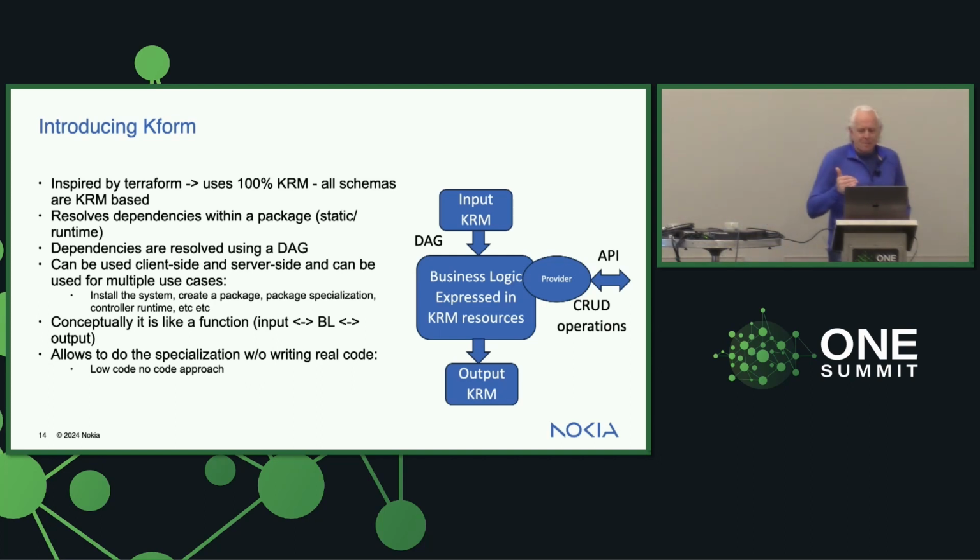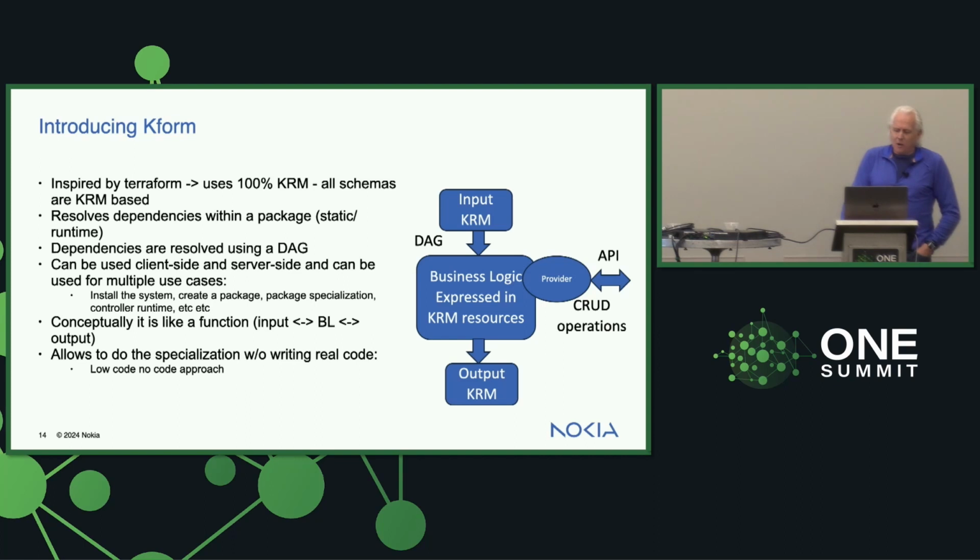And so there is business logic that runs inside of Kform that builds a dependency tree between all of those resources. The other nice thing, if you look at how Kform is built, is that it uses a provider to access an API, right? So in other words, if you want to get an IP address, which is typically not provided within the package itself, you need to reach out to an API to get that information. It's done through a provider, right? A provider is a flexible way to get access to an API system.